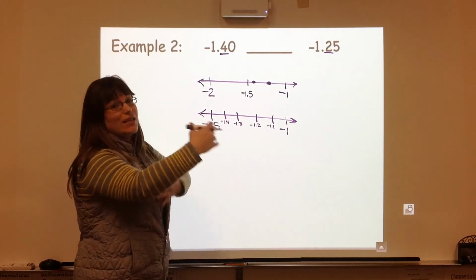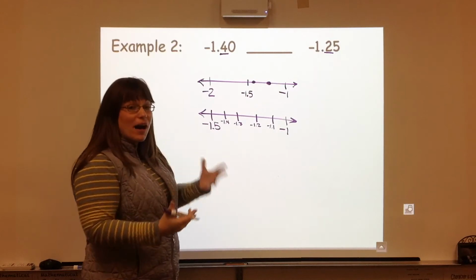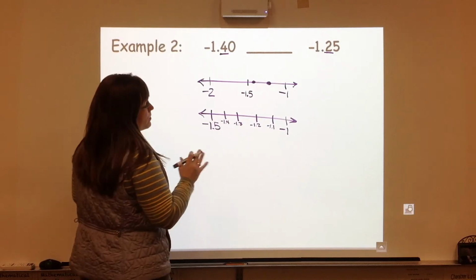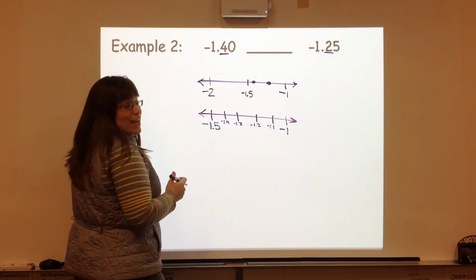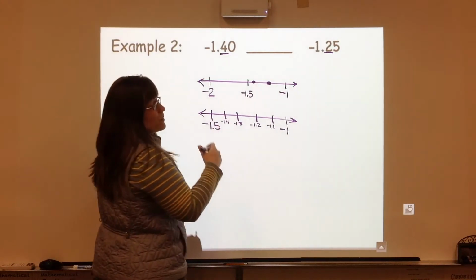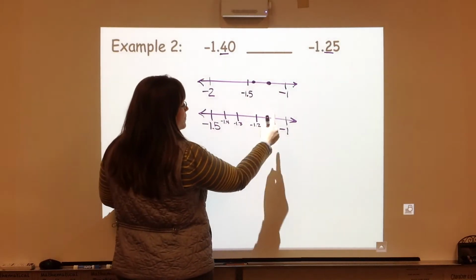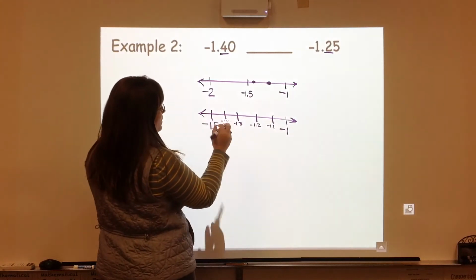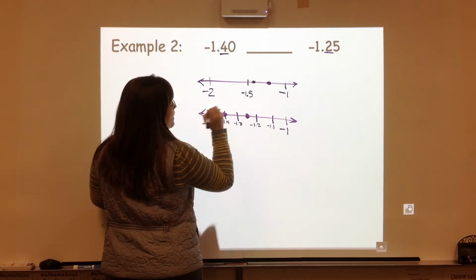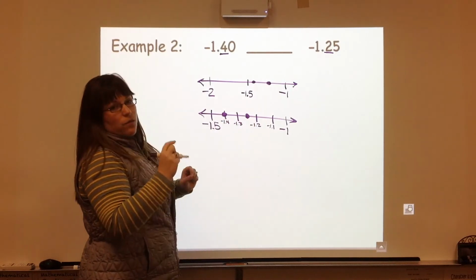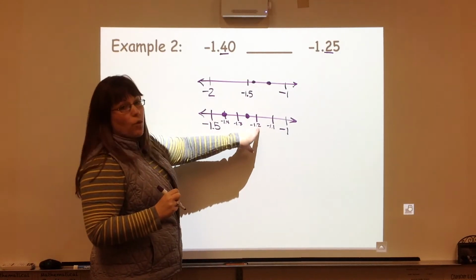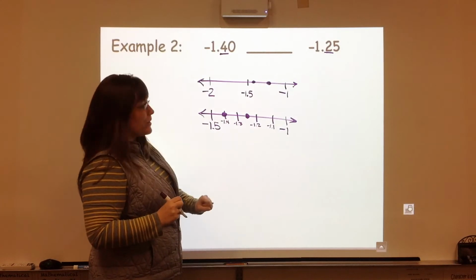Do not reverse it. A lot of kids are used to the positive side of the number line, so to reverse it, sometimes you forget. So please make sure you're remembering that negative numbers, the digits increase as you go farther away from 0, which means smaller number. So now we can even more specifically say, okay, -1.4 is here, and -1.25 is going to be in between -1.2 and -1.3.